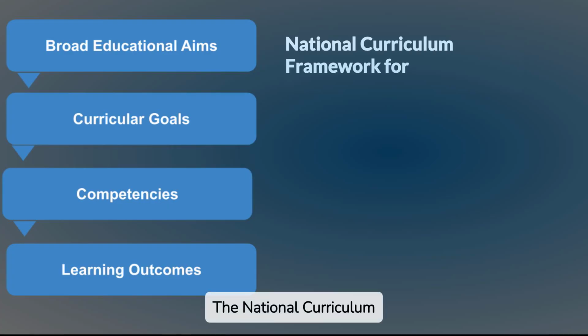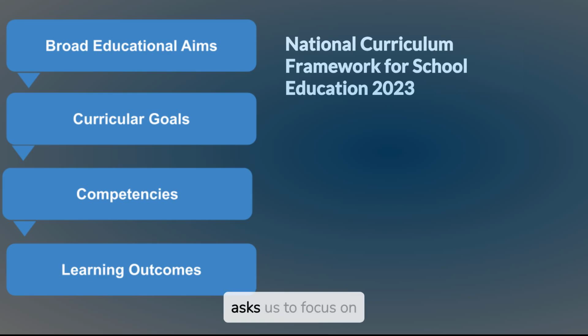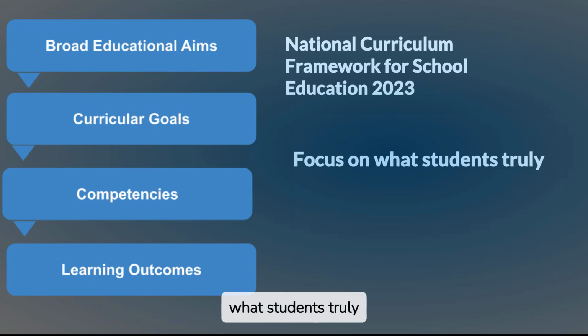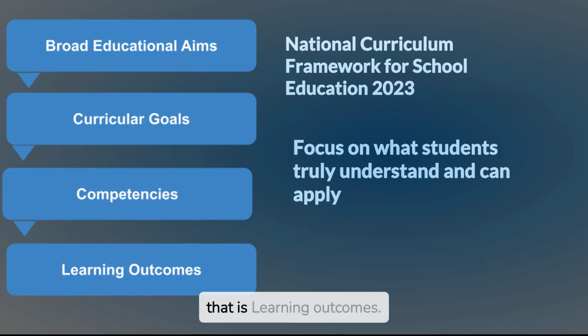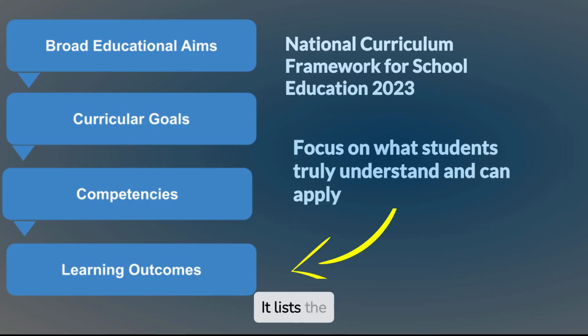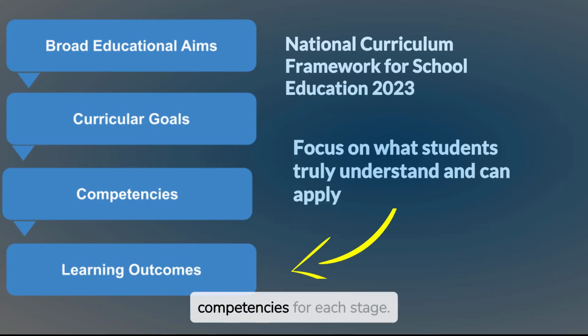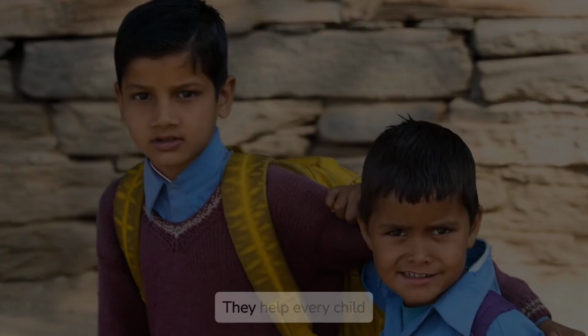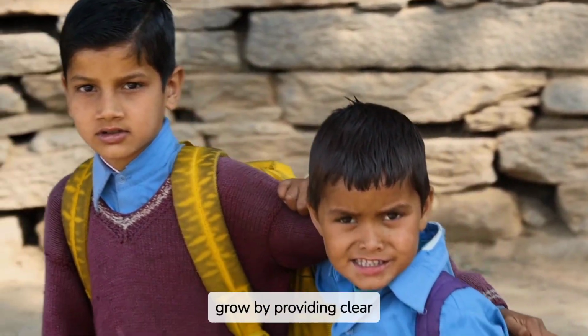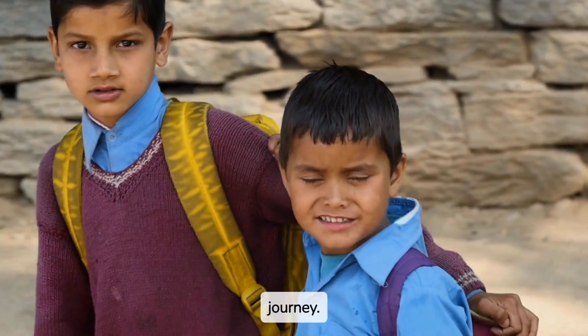The National Curriculum Framework 2023 asks us to focus on what students truly understand and can apply, that is, learning outcomes. It lists the curricular goals and competencies for each stage. They help every child grow by providing clear goals for their learning journey.